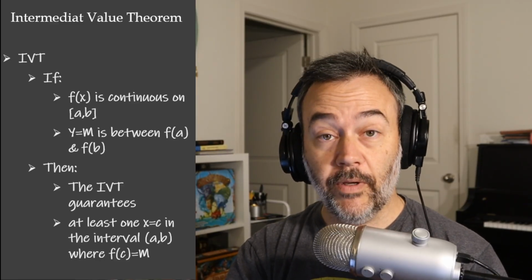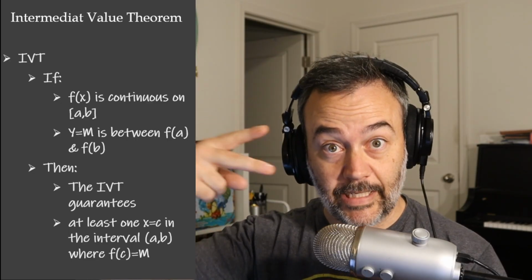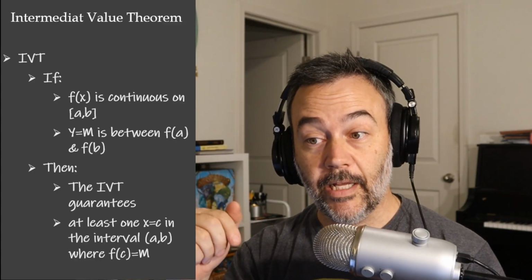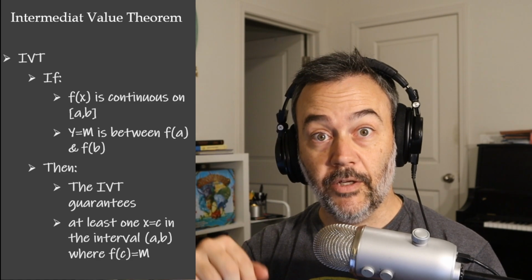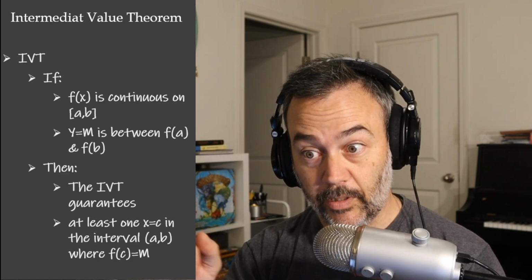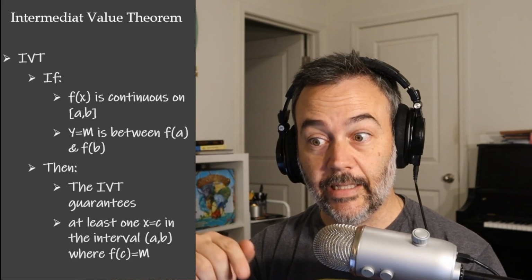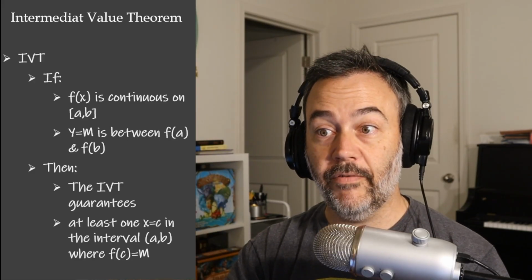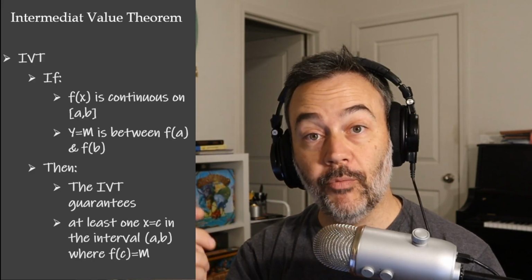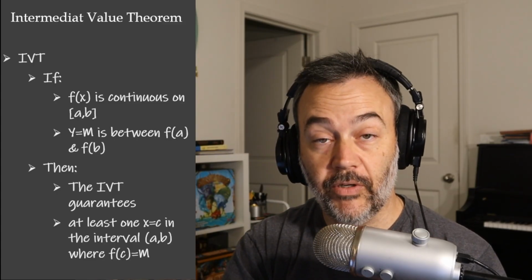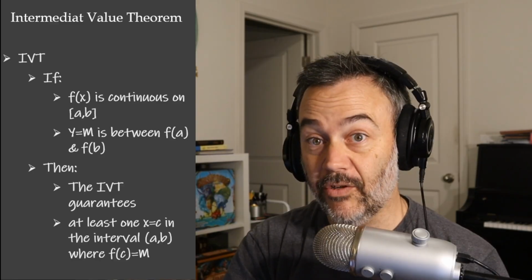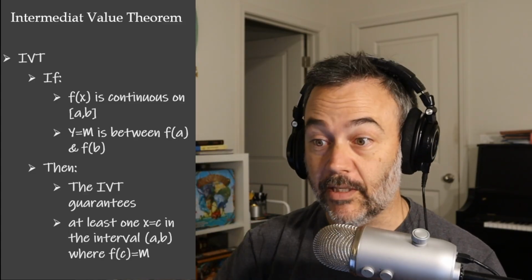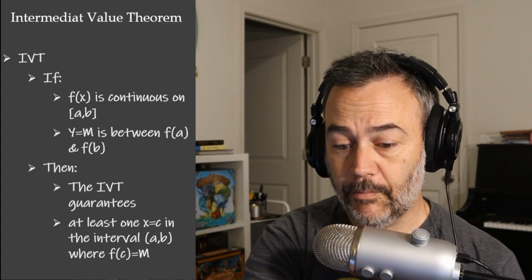So if the first two bullet points on top are satisfied, then IVT allows you to conclude the following. The intermediate value theorem guarantees the last bullet point: there is at least one x equal to c in the open interval a to b where f of c equals m. In a lot of problems, m will be 0 because what you're searching for are zeros of a function, or solutions to an equation, or an x-intercept. Sometimes m will be some value that's not 0, so you have to find where the function is crossing that value.